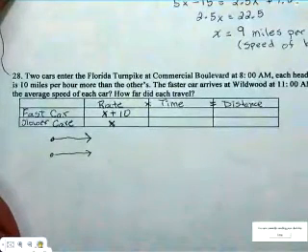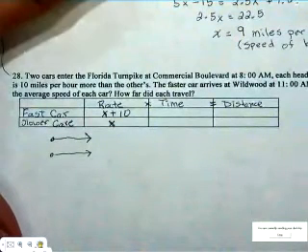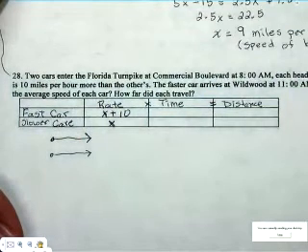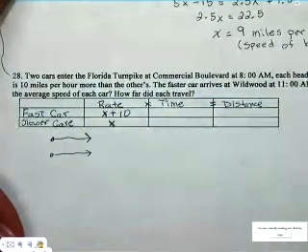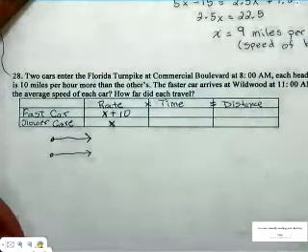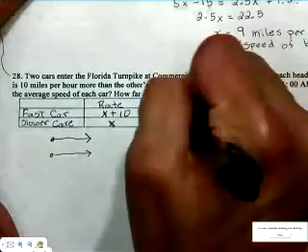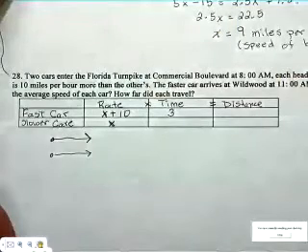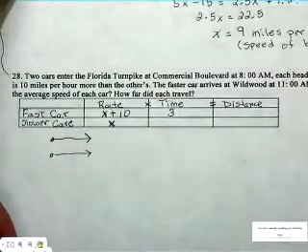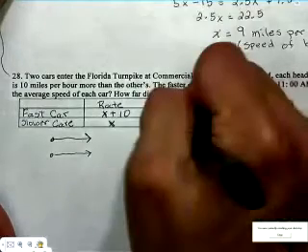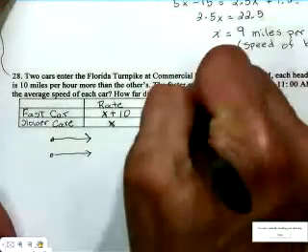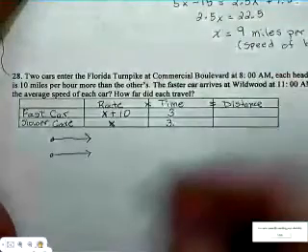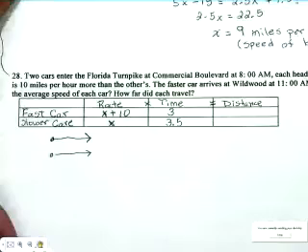The fast car arrives at Wildwood at 11. So it took him 3 hours. You might have to subtract to get what goes in the chart. That was the fast car in 3 hours. And that was a half hour less than the other car. So the fast got there half hour less than the slower car, so the slower car took 3.5 hours.